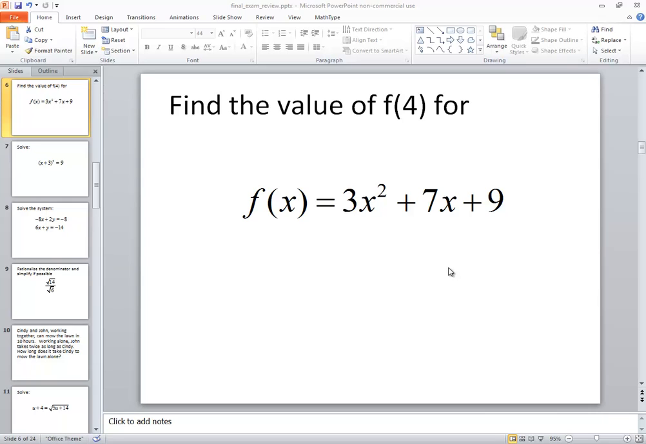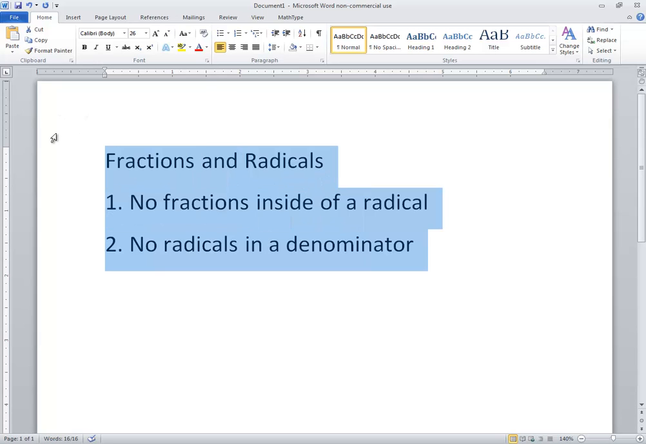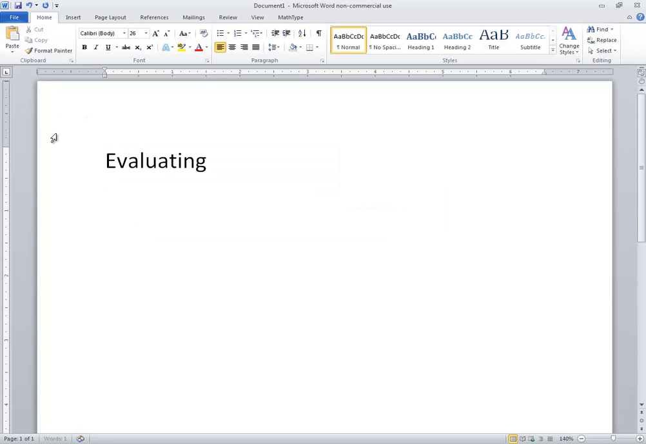In this problem, we want to find the value of f of 4 for f of x equals 3x squared plus 7x plus 9. This is evaluating a function. So let's refresh our memory on that. Evaluating a function.